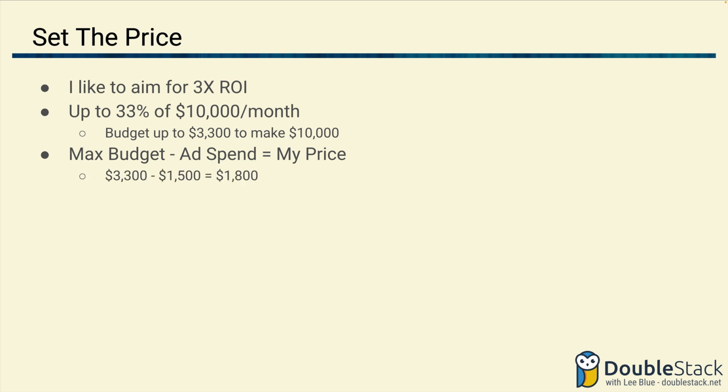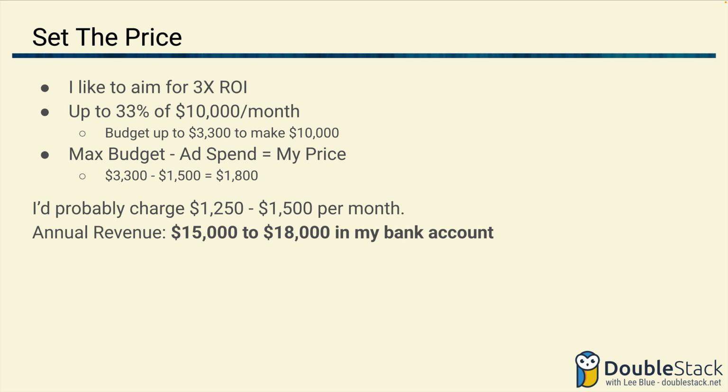So we have $3,300 minus $1,500, and that's $1,800. So $1,500 is like the high end of where we thought the ad spend would be. So my price is somewhere in the $1,800 per month range. Now, in the real world, I'm probably going to charge a little less, give myself a little bit of extra wiggle room, and I'd probably charge like $1,250 to $1,500 per month, and that would give me an annual revenue of $15,000 to $18,000 in my bank.